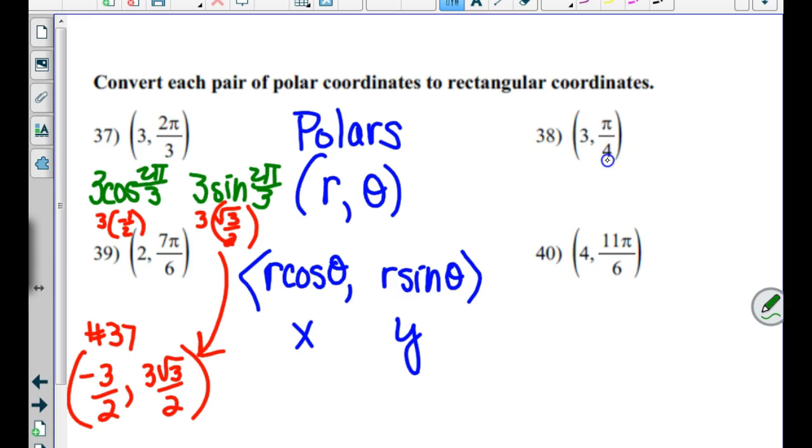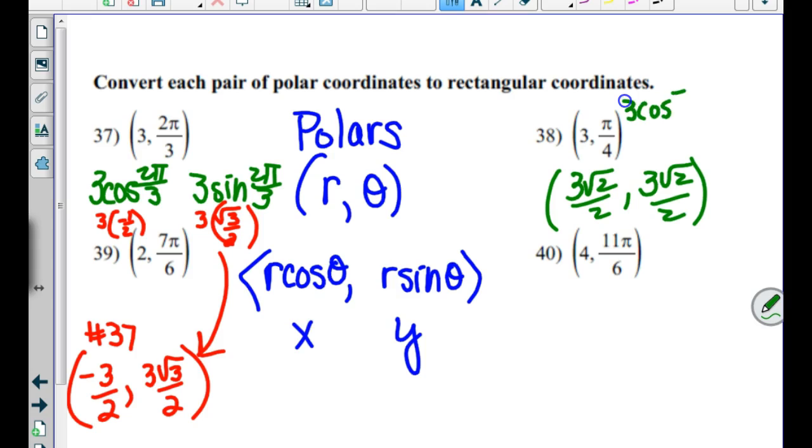Yes, these are both square root of 2 over 2. So you'd have 3 square roots of 2 over 2 and 3 square roots of 2 over 2. Because 3 cosine pi over 4 and 3 sine pi over 4, these are both just square root of 2 over 2.